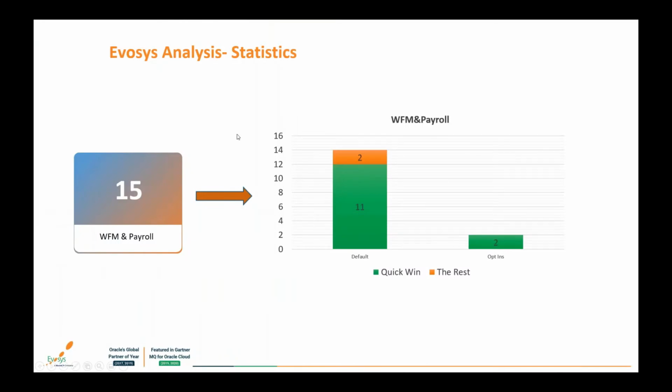This is the overall number of features we are gaining in the 21B upgrade from Oracle. If you see, we are getting 15 upgrades in 21B by consolidating both workforce management and payroll features. Of these 15 new features, 13 are default features which we are getting from Oracle through the upgrades, and 2 are opt-in features. In the 13 default features, 11 are quick win features. When I say quick win feature, these are easily configurable and most beneficial ones.